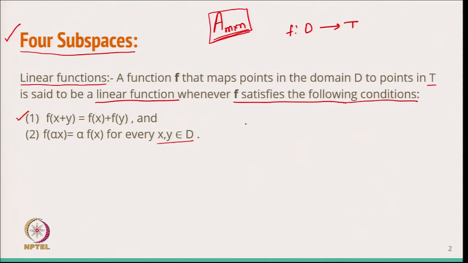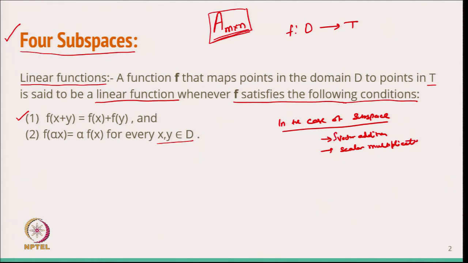If you look at this type of function, you can also remember the definition of subspaces, because in the case of subspaces we also have to satisfy two conditions: vector addition and scalar multiplication. Here also we are doing a type of vector addition. Instead of vectors we are dealing with x and y coming from the domain, and this is also the scalar multiple. So, we can have some relations between the linear function and the subspaces.